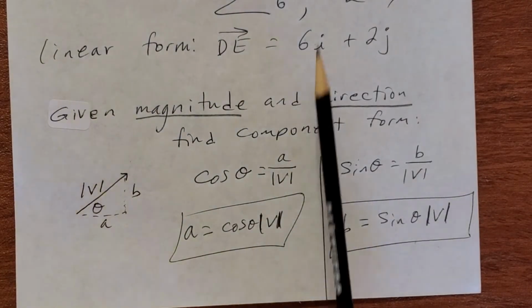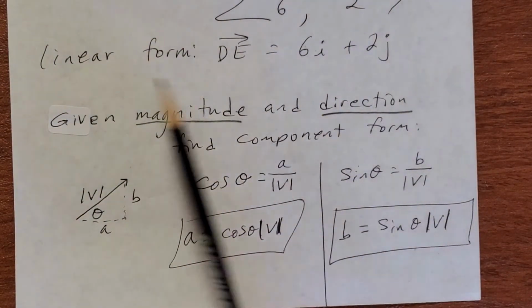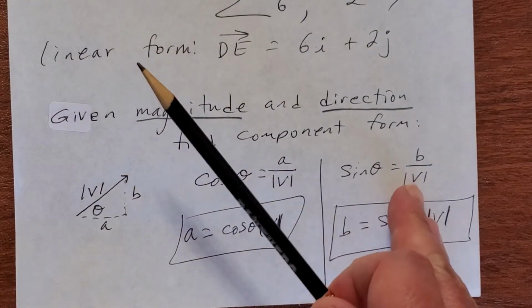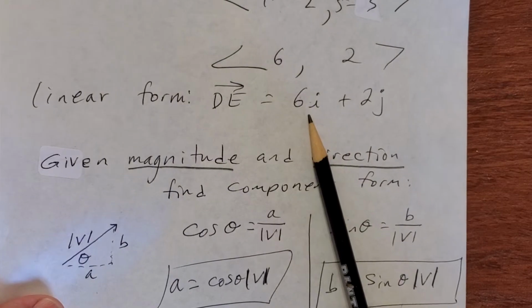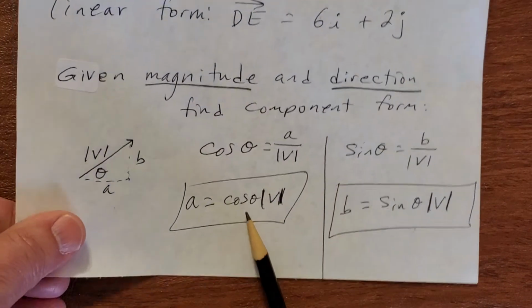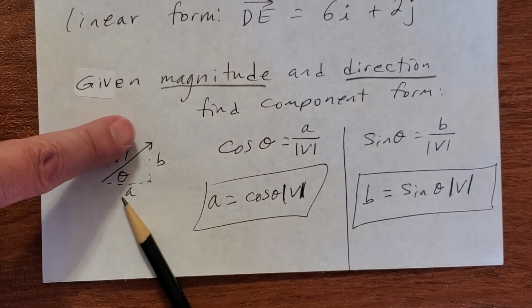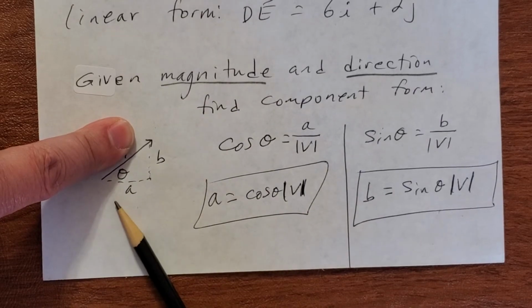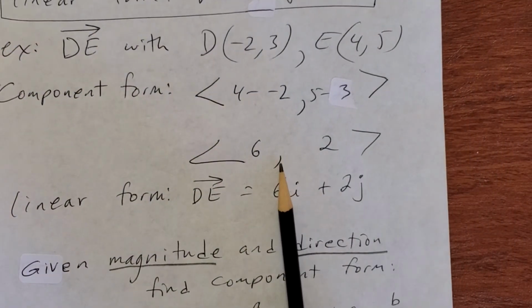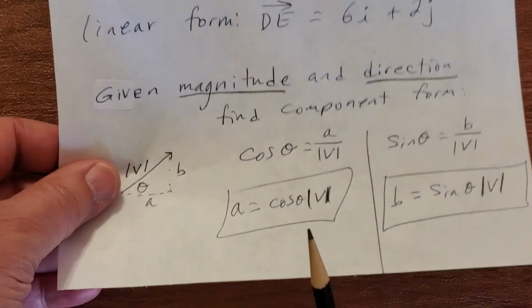Gee, what does that have to do with the linear form? Nothing. I was just showing you another way to express a vector. This is one way, this is another way. What I'm showing you is if I give you the vector magnitude, how in the world could you find the A and B? This is how you find it. And then you can present it this way or this way, whichever way they ask for. Okay, let's see an example of this.